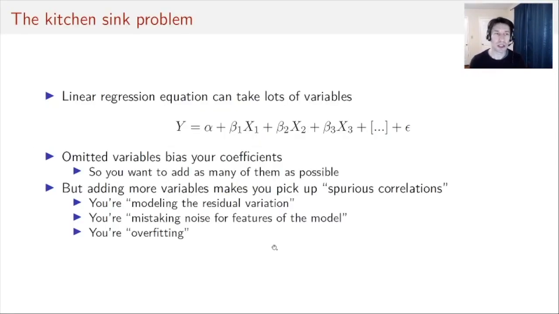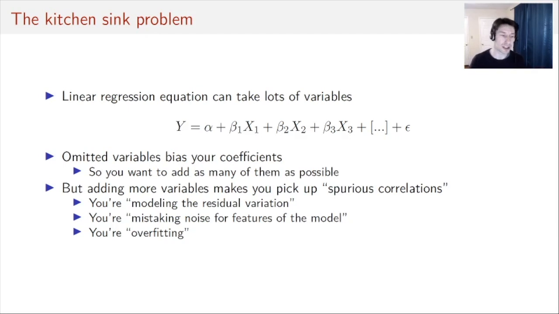So in econometrics, there's this thing we call the kitchen sink, right? Doing a regression with the whole kitchen sink means you just put in all the variables that you have in your data and hope that some of them come out significant. So your linear regression can take as many variables as you want, in principle up to the number of observations that you have. And because we know that omitted variables bias your coefficients, that's what drives you to try to throw the whole kitchen sink into your regression, right?